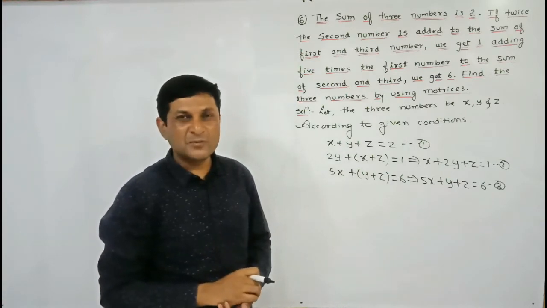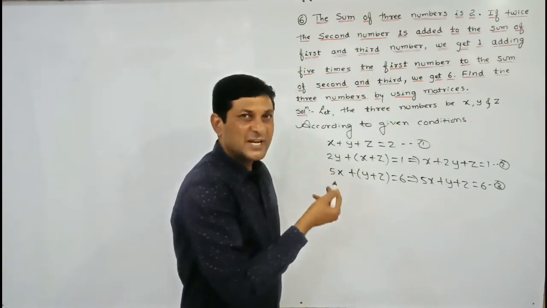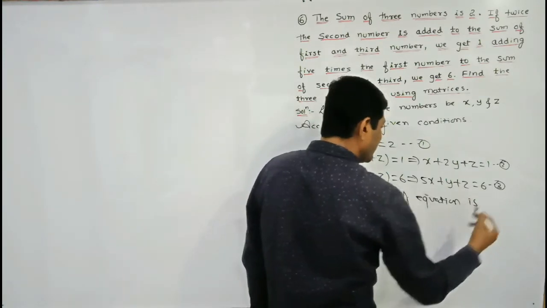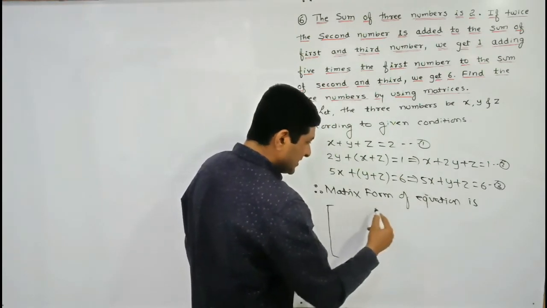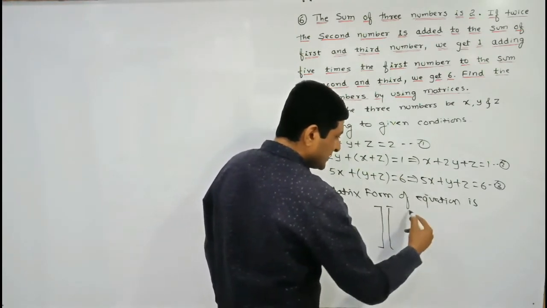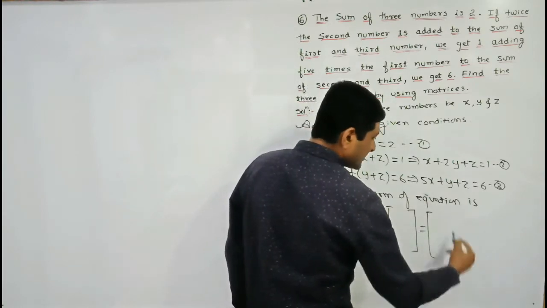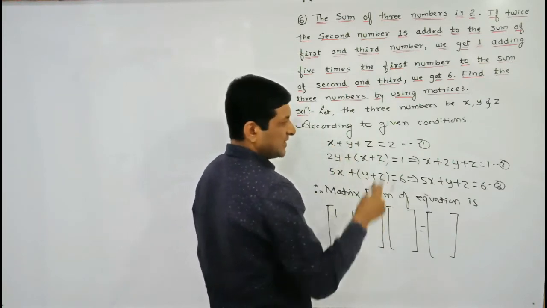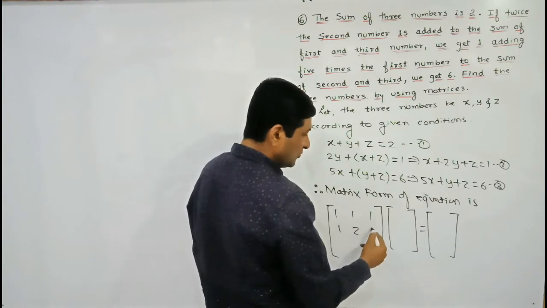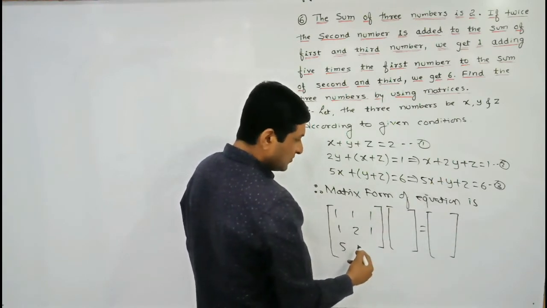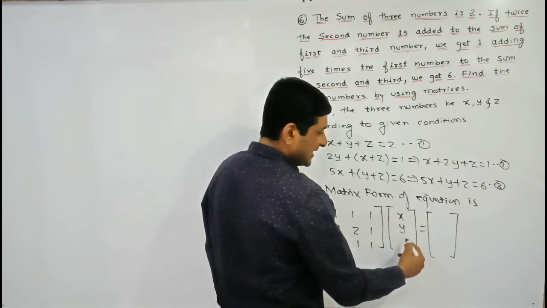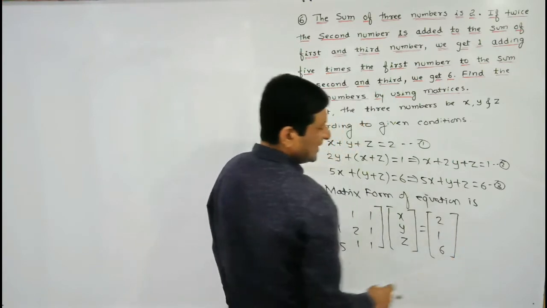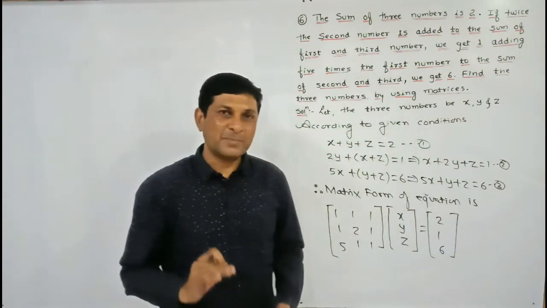Now we are solving these three equations applying the reduction method. So first write down these equations in matrix form. Whenever we are writing the given equations in matrix form, in the first matrix we are collecting the coefficients of x, y and z. In the first equation the coefficients are 1 1 1, in the second equation 1 2 1, and in the third equation 5 1 1. In the second matrix we are collecting the variables, and on this side we are collecting the constant terms, which are 2 1 6.